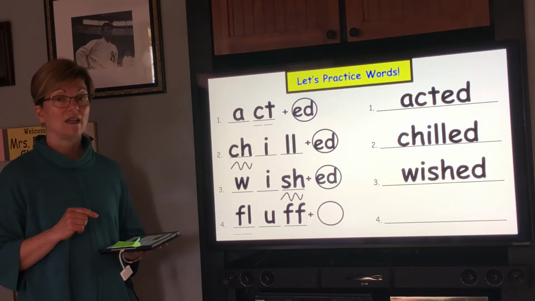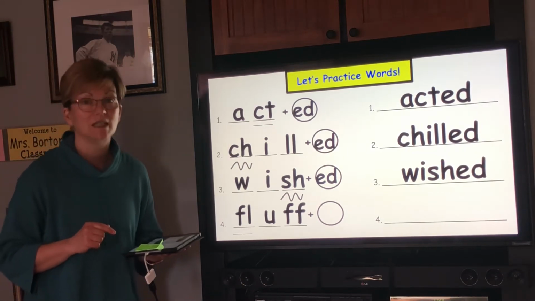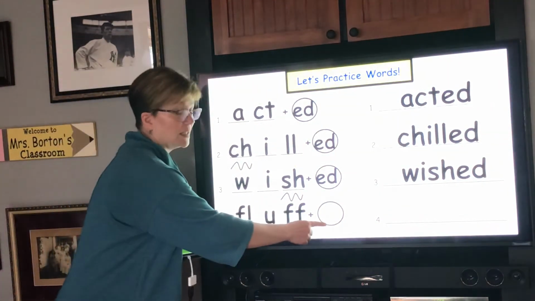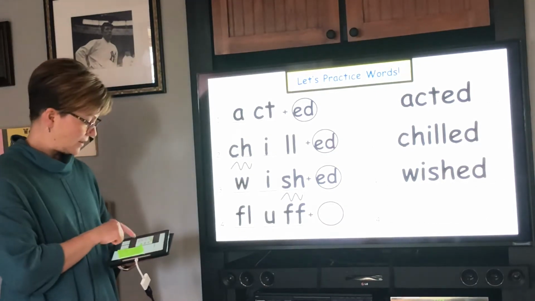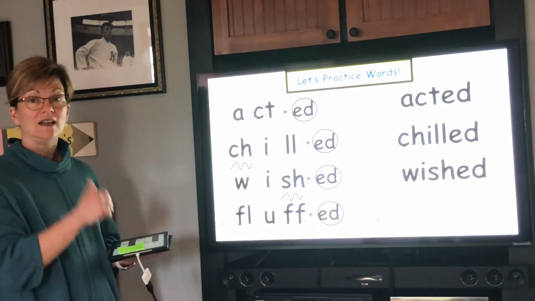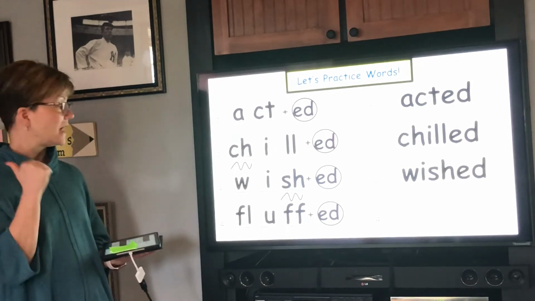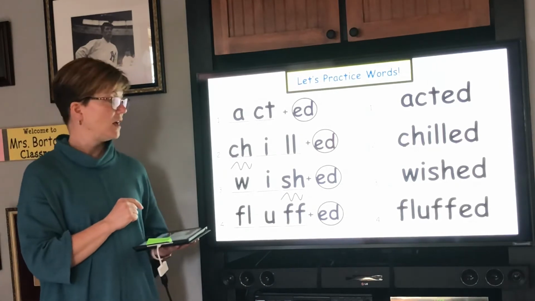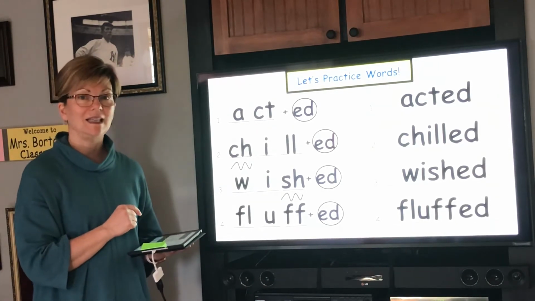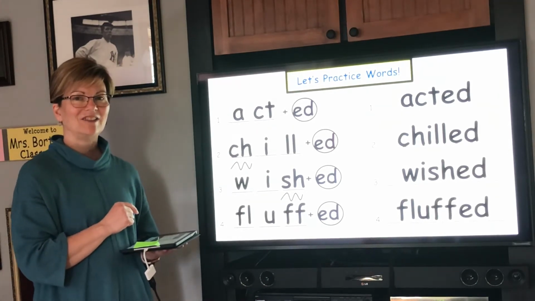But remember, this had a suffix, fluffed. I hope you're not putting a T there, even though I hear a T, t-t-t. It's actually the E-D, so that I did it in the past. Let's rewrite it over on the perfect side. F-L-U-F-F-E-D. Great.